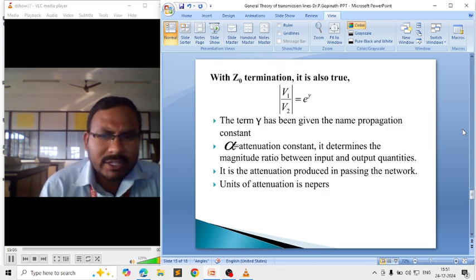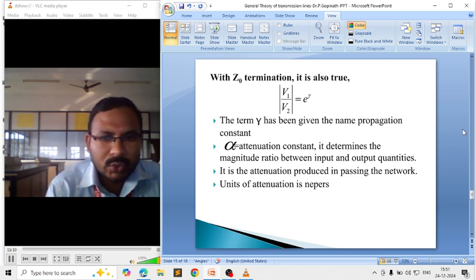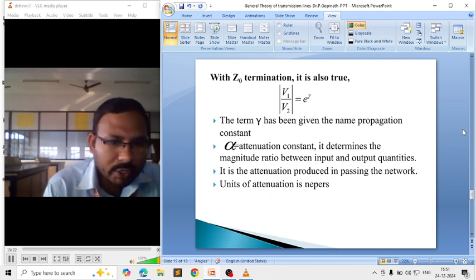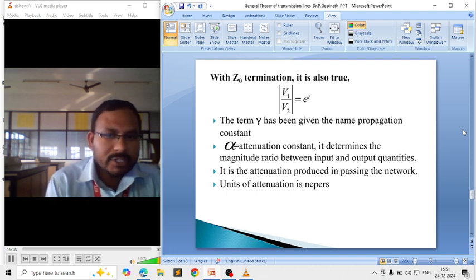With Z0 termination, it is also true that V1 divided by V2 equals e power gamma. The term gamma has been given the name propagation constant. Alpha is the attenuation constant. It determines the magnitude ratio between input and output quantities. It is the attenuation produced in passing through the network. The unit of attenuation is Nepers.